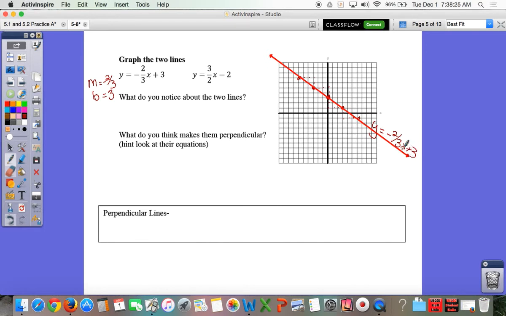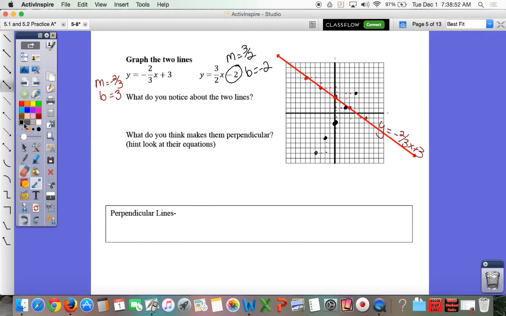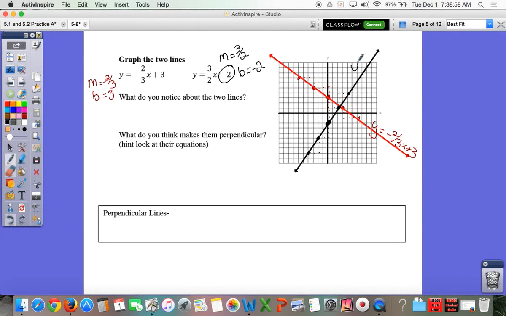Then my next one has a slope of 3/2, and my y-intercept is -2. Remember, you always look at your sign to the left. So -2. So you go up 3 to the right 2, up 3 to the right 2, down 3 to the left 2, down 3 to the left 2. And then you connect again with arrowheads. And we're going to write above here the equation of the line, which was y equals 3/2 x minus 2.